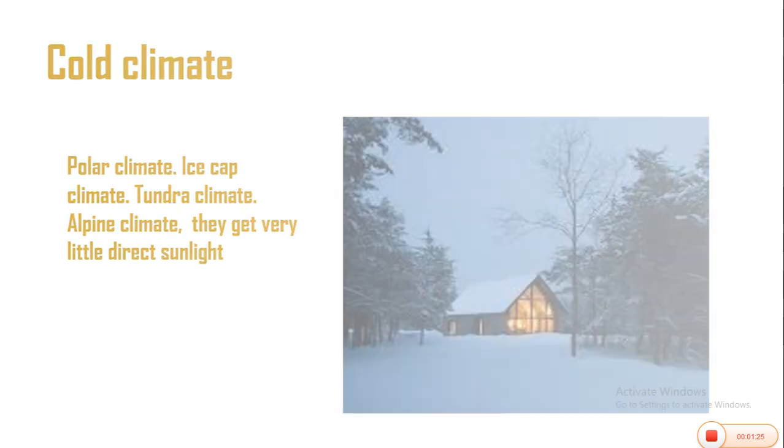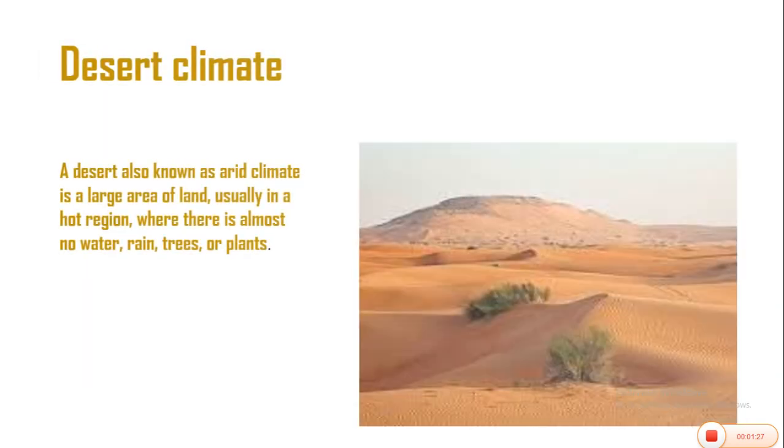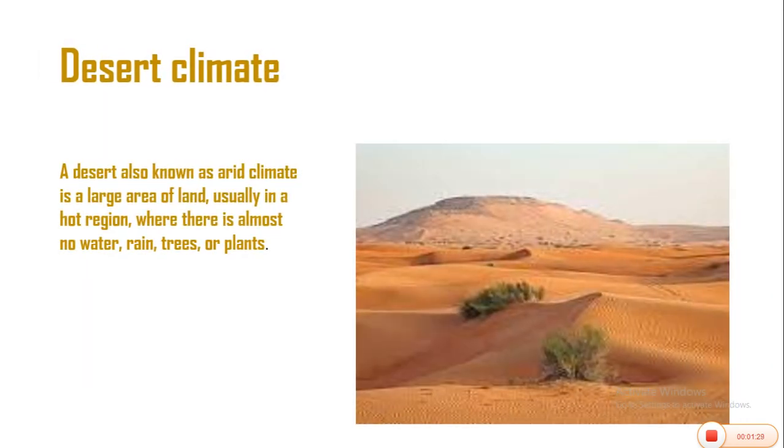The next type of climate is the desert climate. The desert is also known as an arid climate. It's a large area of land, usually in a hot region, where there's almost no water, rain, trees or plants. You can see it on the screen here. There's almost no plants, there's no tree, there's no water, there's no rain, everywhere is dry.